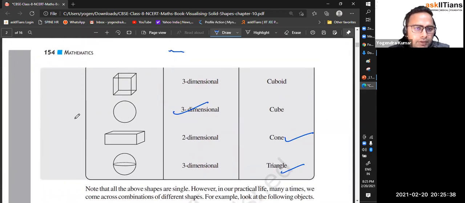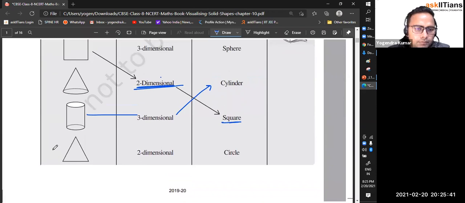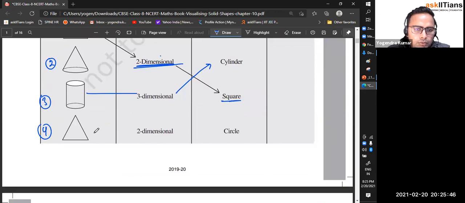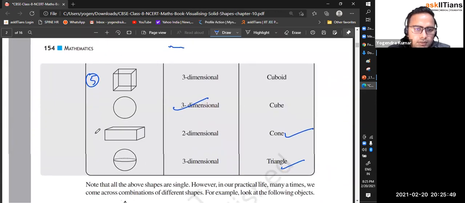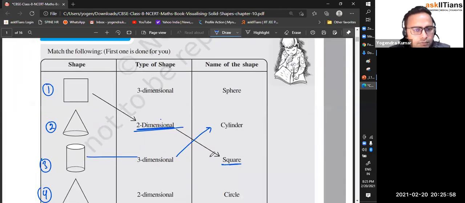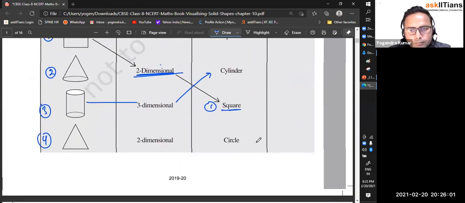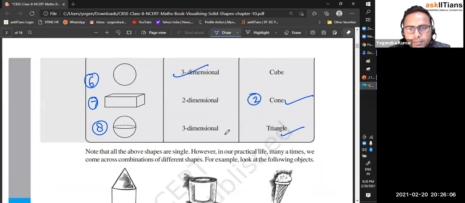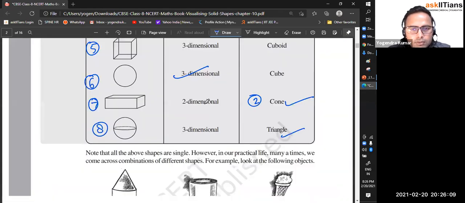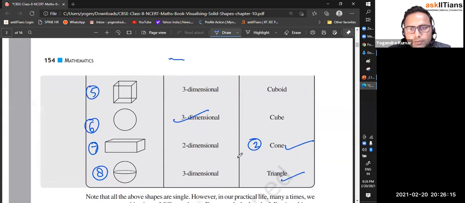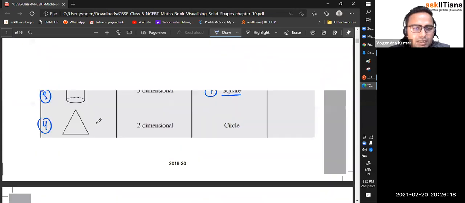If I number them, let me number 1, 2, 3, 4, 5, 6, 7, and 8, right? So what do we have? What is the number here? 1. It is a square. The first one is a square. Cone is the second one, right? Cylinder is here, so this is the third one. Triangle is here, so the triangle gets the fourth number.